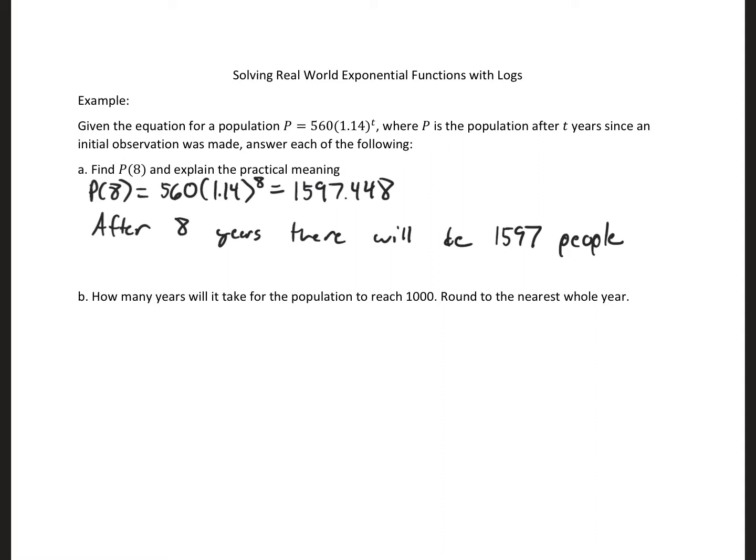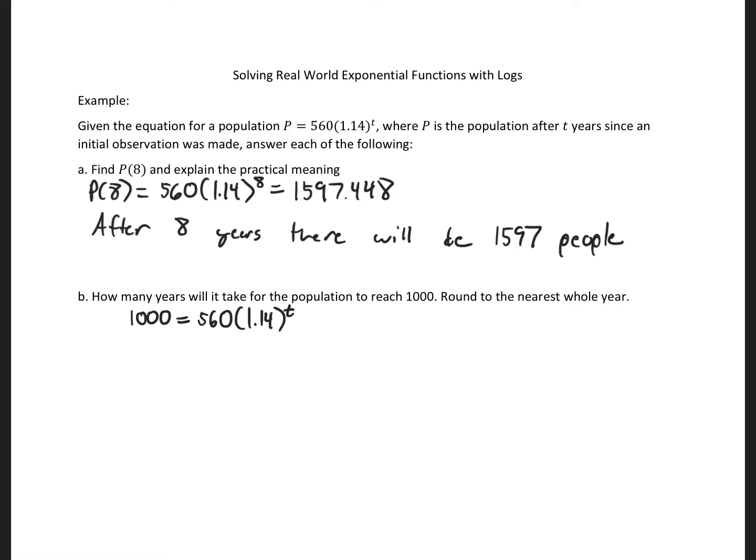In part B, we're asked how many years. So here we're solving for an input value, t. How many years will it take for the population to reach 1,000, rounding to the nearest whole year? So we want our population to equal 1,000. We want 1,000 to equal 560 times 1.14 to the t.